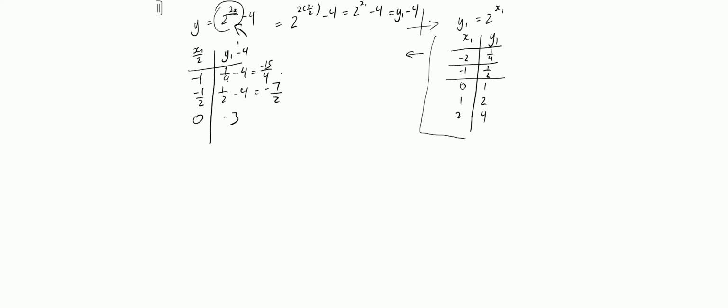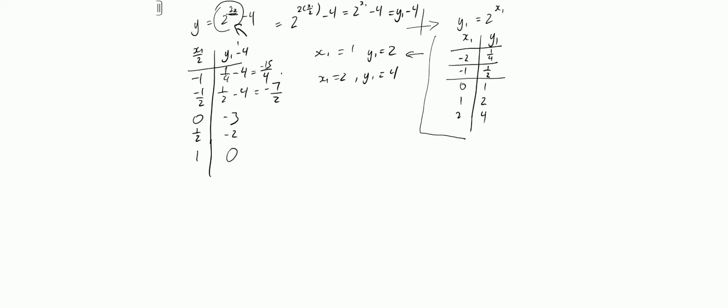And let's do a few more values. If we set x1 is equal to 1, which gives y1 is equal to 2, then we can substitute this into the equation. x1 over 2 is equal to 1/2, and y1 minus 4 is equal to negative 2. And lastly, we have x1 is equal to 2 and y1 is equal to 4. Then we get x1 over 2 is equal to 2 over 2, which is equal to 1, and y1 minus 4 is equal to 0.